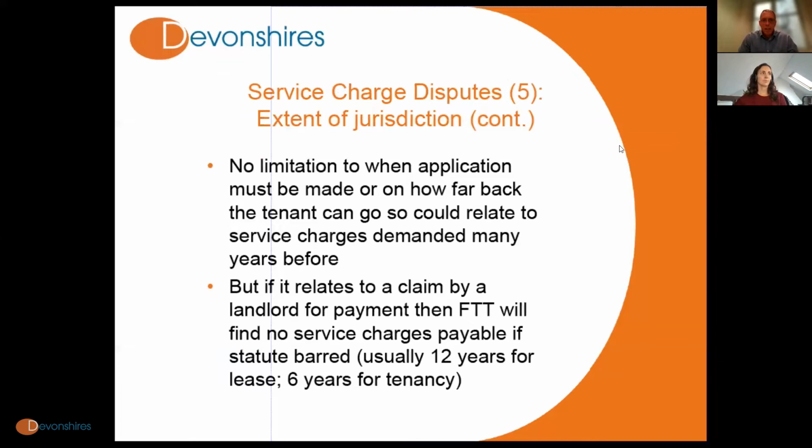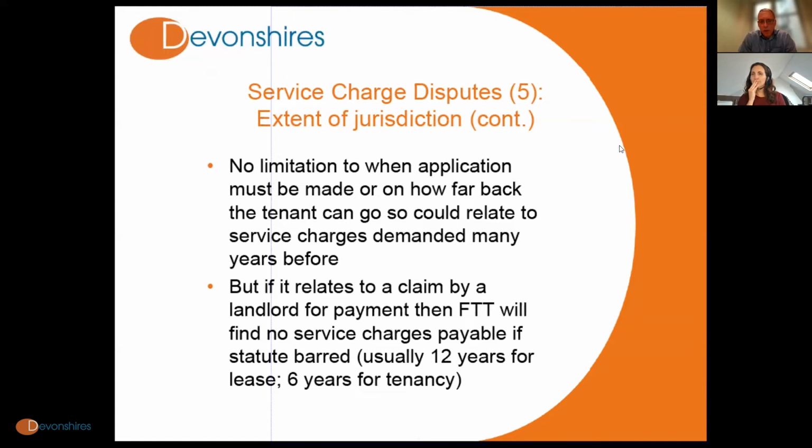In theory, and this is always one of the issues that we get asked, as to how far back leaseholders can go when challenging their service charges. In theory, there is no limitation as to how far back they can go. They could go as far back as the beginning of the lease, or as far back as when they've been charged service charges, if that's what they want to challenge.